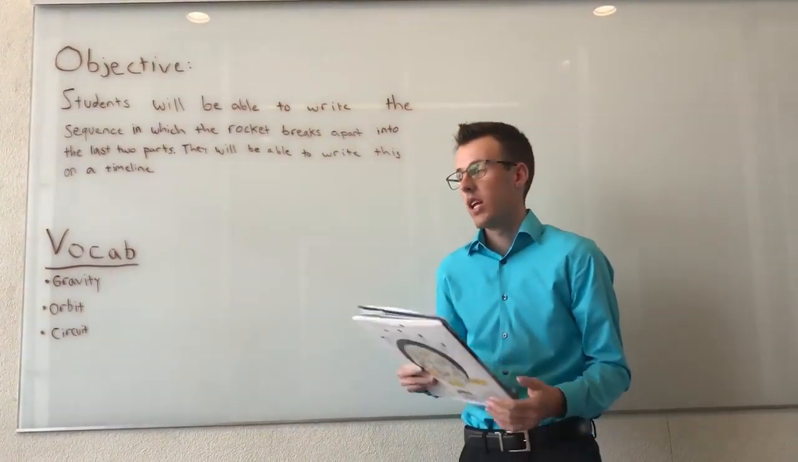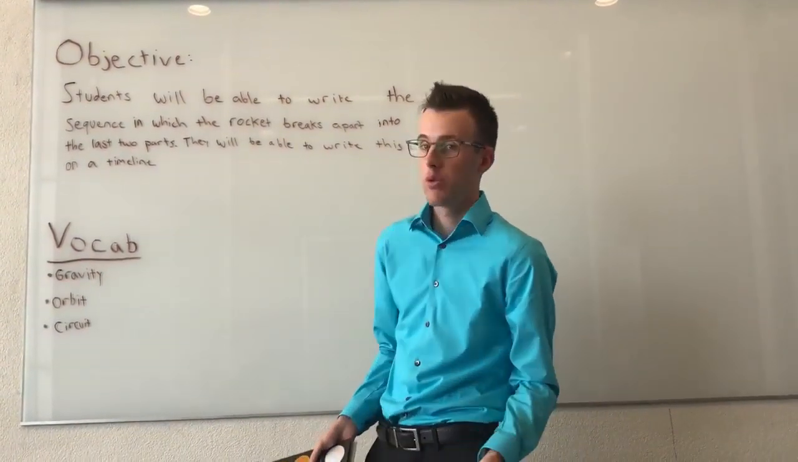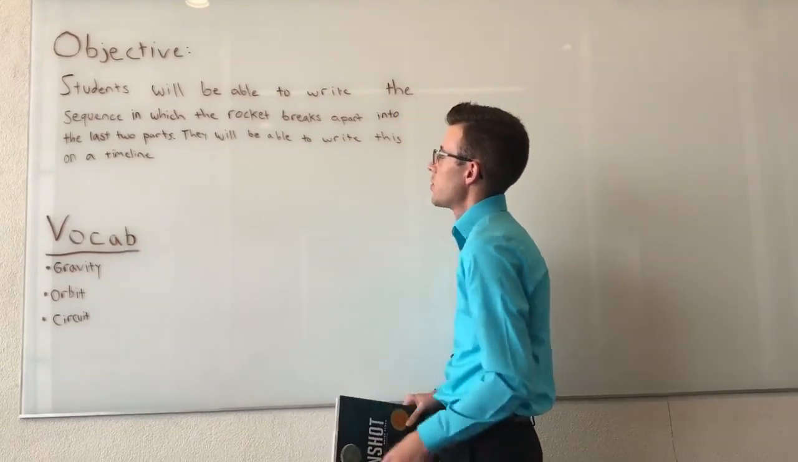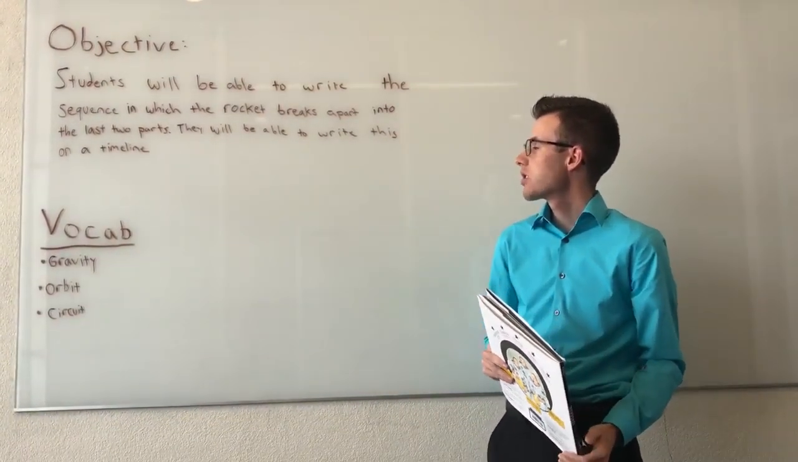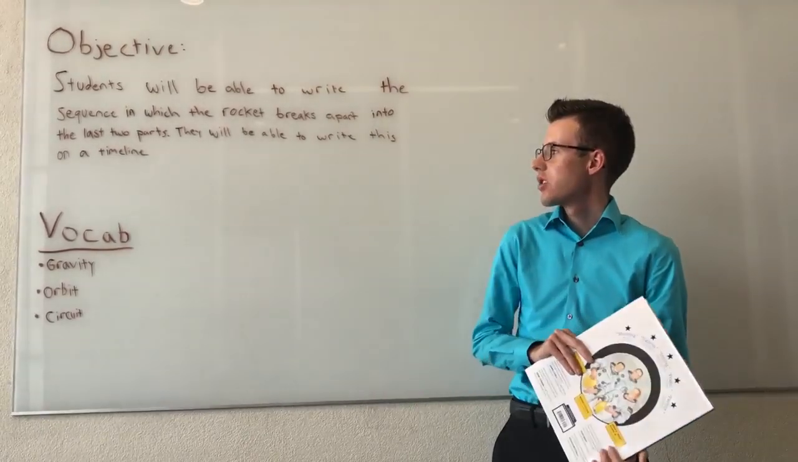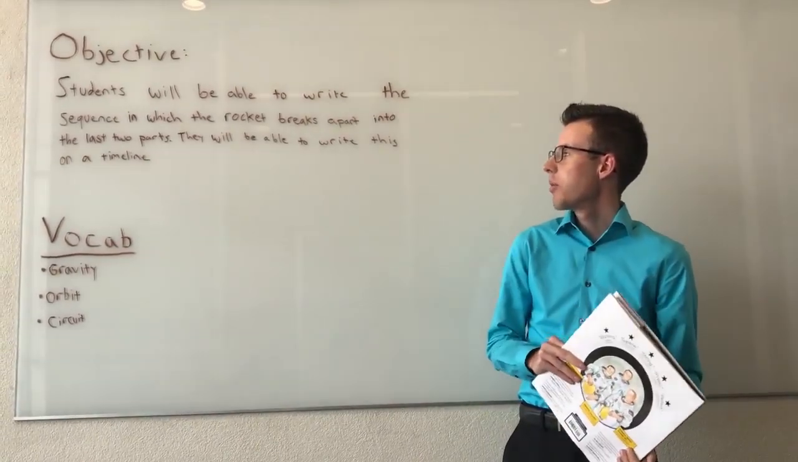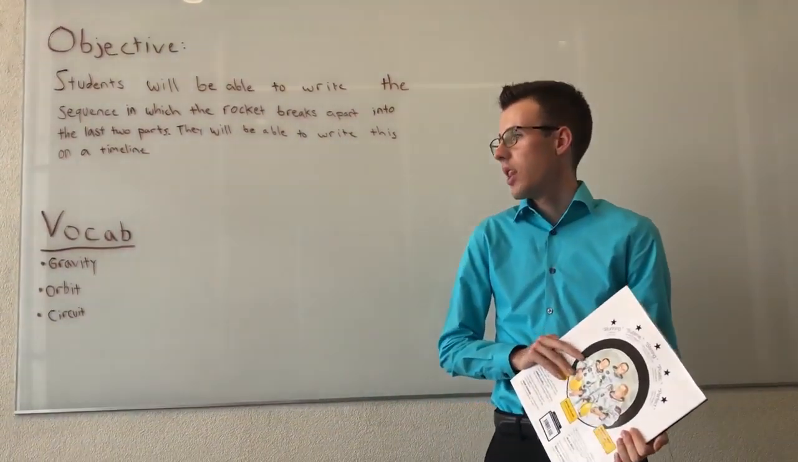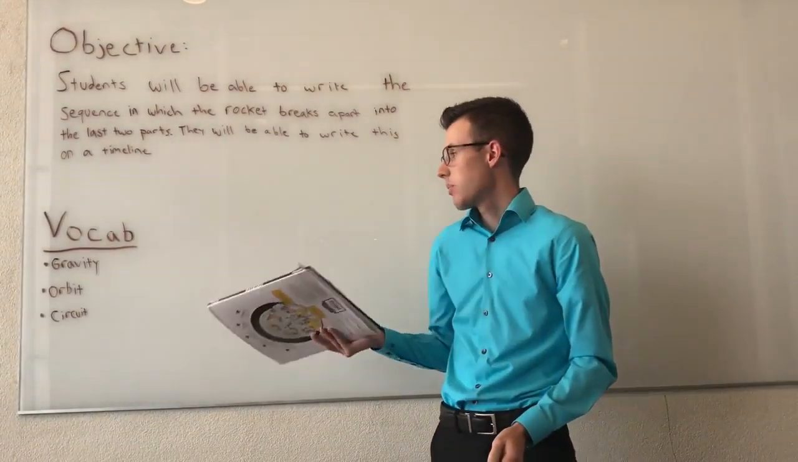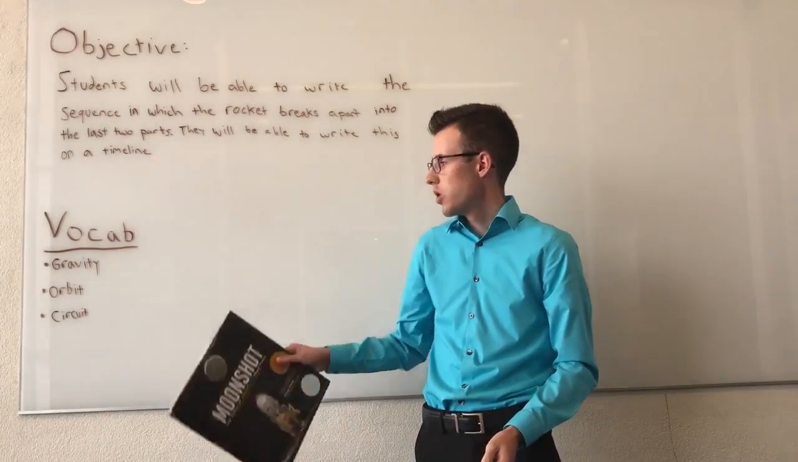And so the objective for today, let me read that off real quick, and if you guys would read it with me. Students will be able to write the sequence in which the rocket breaks apart into the last two parts. They will be able to write this on a timeline. All right, awesome. And then as we read the second part of the book, there's a few vocab words.